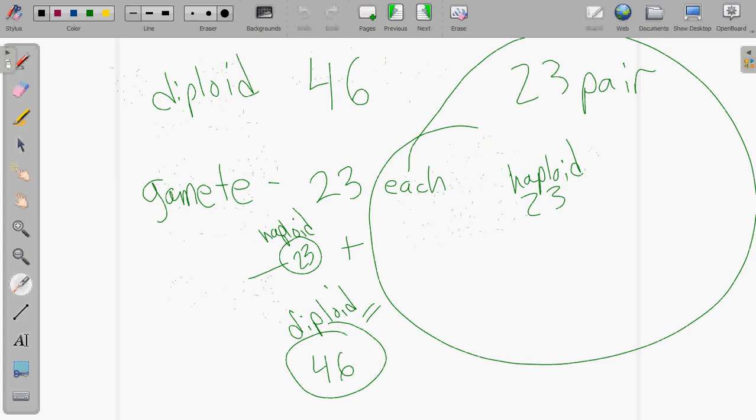Remember that diploid means you have two of each chromosome. Haploid means you have one of each chromosome. So you have half the number of chromosomes. A gamete or a sex cell, sperm or an egg, will have one of each. So gametes are haploid. And so when a sperm and an egg combine, they form a diploid zygote or fertilized egg.